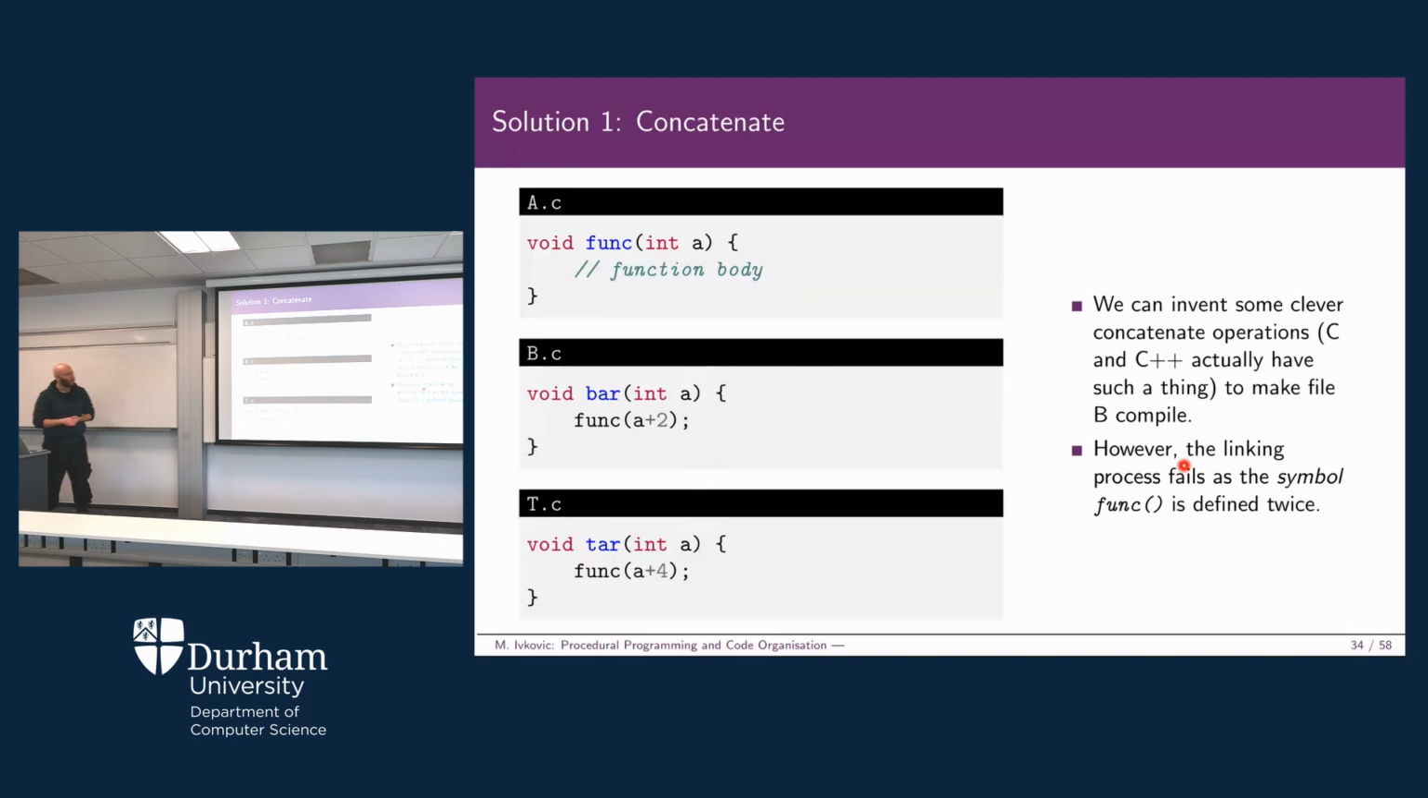is, the problem being that both b.c and t.c need func, which is in a.c. So what we can do, we can try and be clever and include the concatenation operations to essentially add func into both b.c and t.c. But then when we start linking them together, the linker is going to say, well, hold on, you have a func both in b and in t. I don't know what this is. You have defined the same name symbol twice. I don't know what to do with that, right?